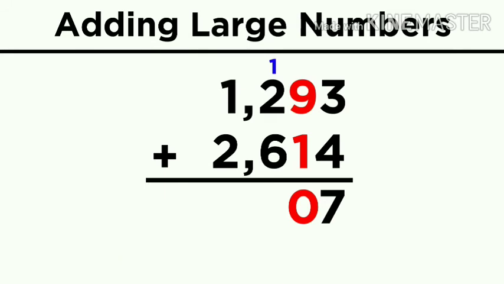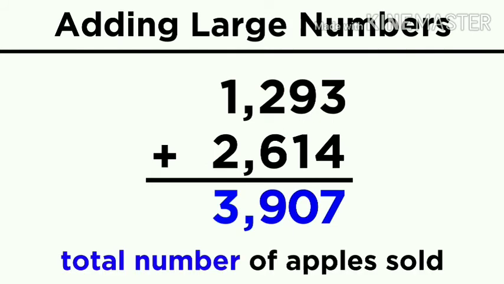So in the sum, we have a 0 for the tens place, and we move on to the hundreds place. The 1 that we carried, plus 2 plus 6, gives us 9 for the hundreds place, and then 1 plus 2 is 3. 3,907 apples were sold today between the two markets.